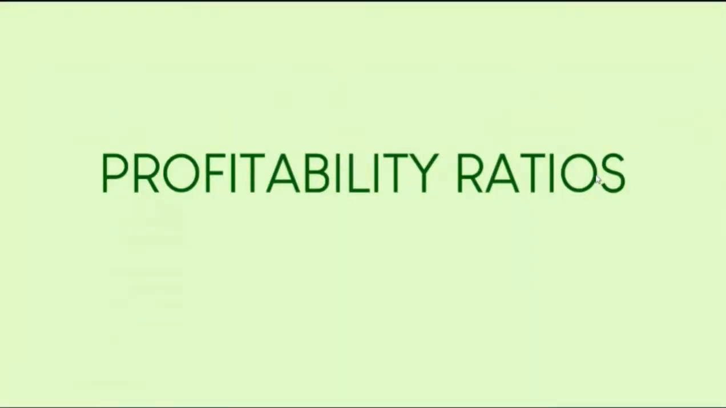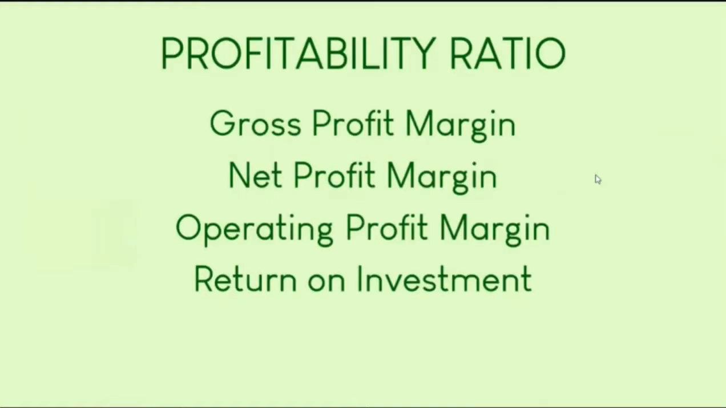So the profitability ratios are percentages. They are percentages using the income statement mostly. So we have the gross profit margin, the net profit margin, the operating profit margin, and the return on investment.